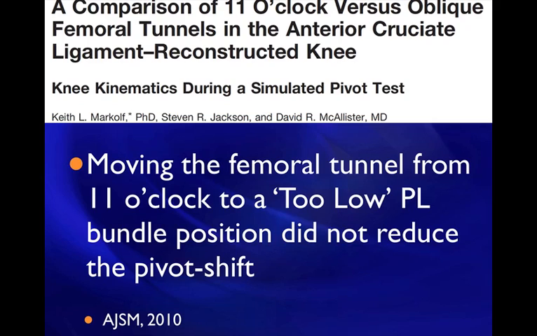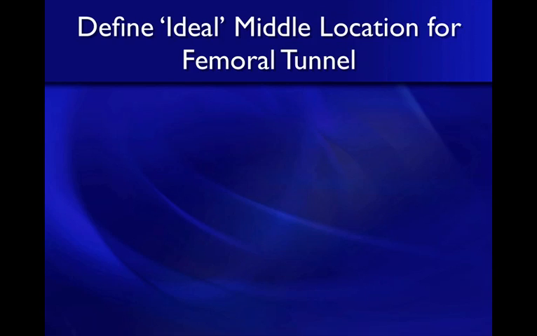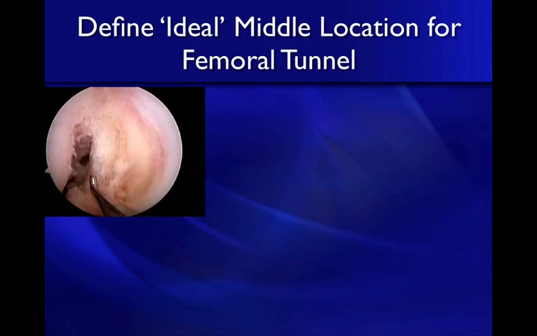So if the tunnel is too low, there's a negative effect from the tension being too high in the extended position, which allows the bundle to stretch, and it doesn't reduce the pivot shift. Now let's define the so-called ideal middle location for the femoral tunnel. And here's an example again of a right knee.